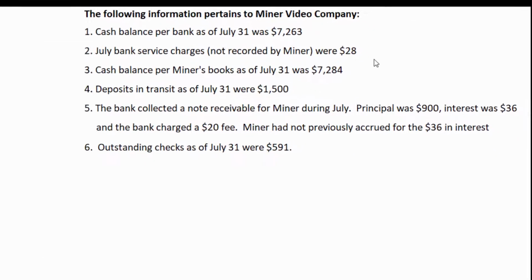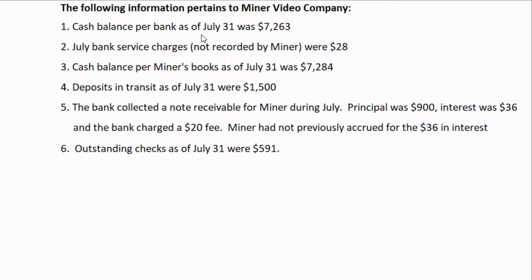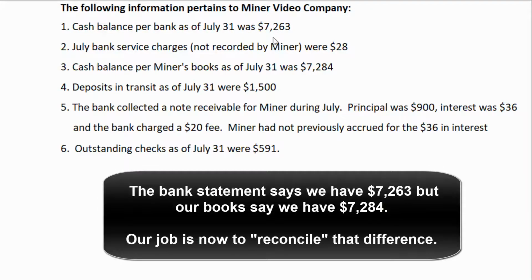Okay, so here's some facts about a minor video company. The cash balance per the bank statement, they open up the bank statement and the bank says they have $7,263. However, they look at their books and the books say they have $7,284. We have to figure out why the difference.